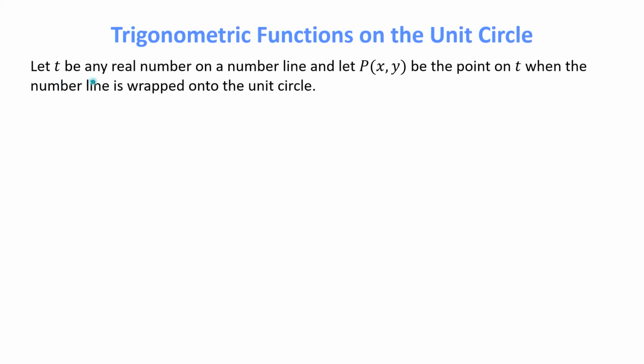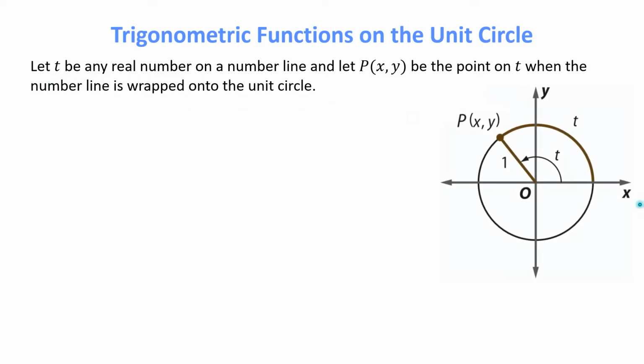We can let t be any real number on a number line, and we let the point P be a point on t when the number line is wrapped onto the unit circle. So what does this mean? Well, if t is any real number, we can wrap it around the unit circle, like so. So indeed t now becomes our s, it's the arc length. So as shown on the previous slide, the angle here also equals t. But indeed we think about this angle here as just being a real number input. Of course the radius is 1, so then we have this point P here, which is of course on t.